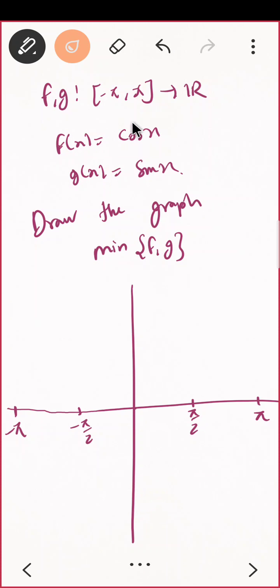Suppose let us draw the graph of function f of x equal to cos x. What is the graph of cos x? It starts from here, it will go down here and it will be here, correct, and it will go down here and again here. Sorry for that, understand that both the things are the same, let's say at the same level.